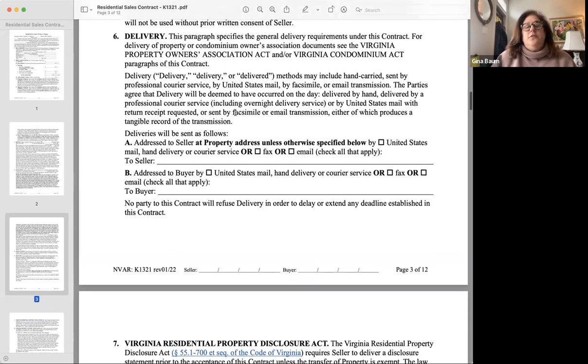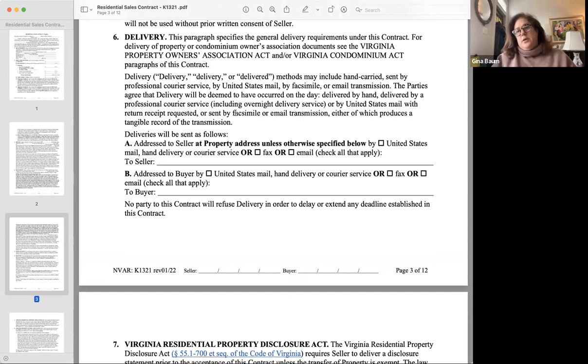Delivery. Delivery in the contract is very important. It's going to discuss how we communicate with each other back and forth about matters of the contract, right? So this paragraph specifies the general delivery requirements under the contract for the delivery of the property or condominium owners association documents. See Virginia Property Owners Association Act and/or Virginia Condominium Act paragraphs of this contract.